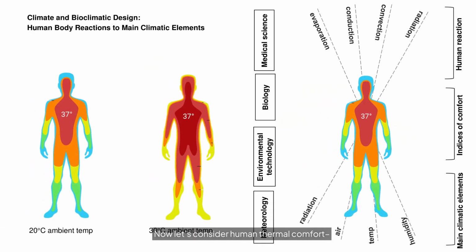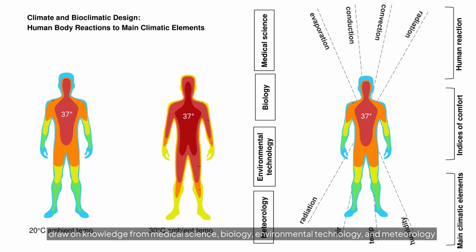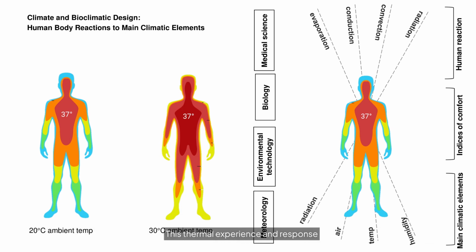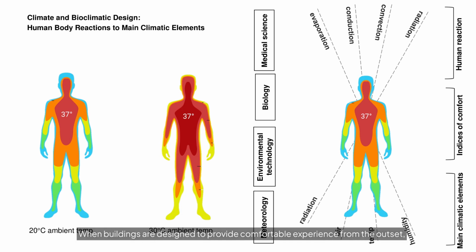Now let's consider human thermal comfort, essentially how our bodies react to different climatic conditions through evaporation, conduction, convection, and radiation. These thermal regulation processes and indices for thermal comfort draw on knowledge from medical science, biology, environmental technology, and meteorology to quantify comfort. This thermal experience and response eventually drive the operation of active building systems. When buildings are designed to provide comfortable experience from the outset, the reliance on HVAC will be minimized because most of the day and year offer a pleasant environment that keeps occupants in comfortable thermal equilibrium.